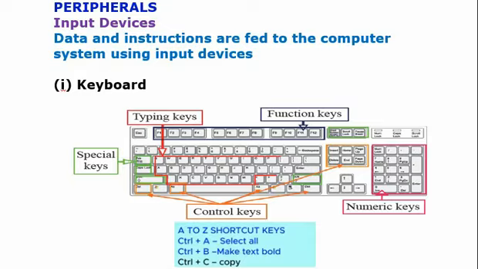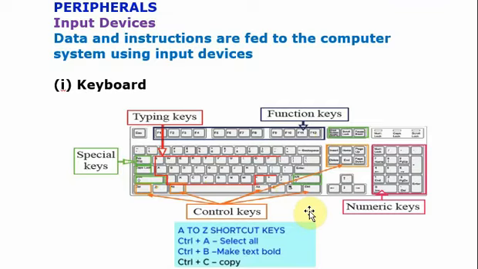The function of the keyboard is very simple. We should know there are particular key areas. These are for just typing, then these keys for certain functions, and here some special keys like the tab key, alt, shift keys, and here the numeric keypad is there.